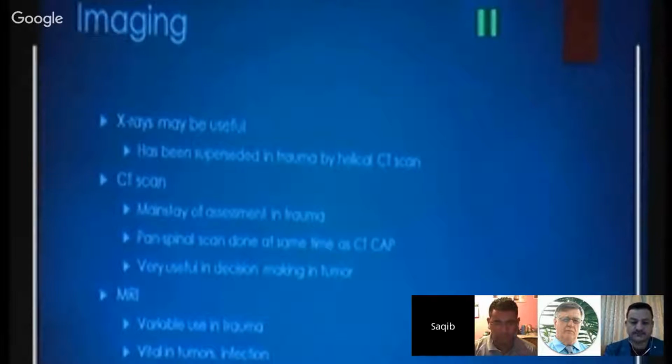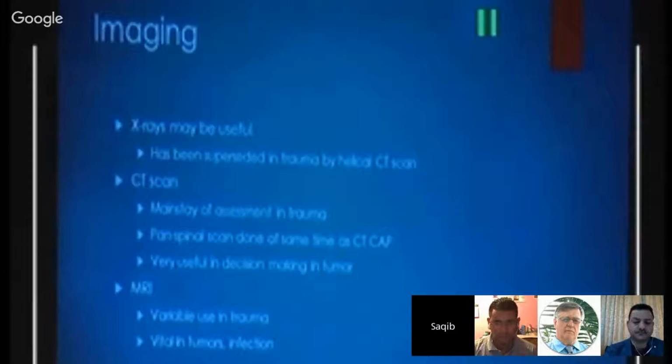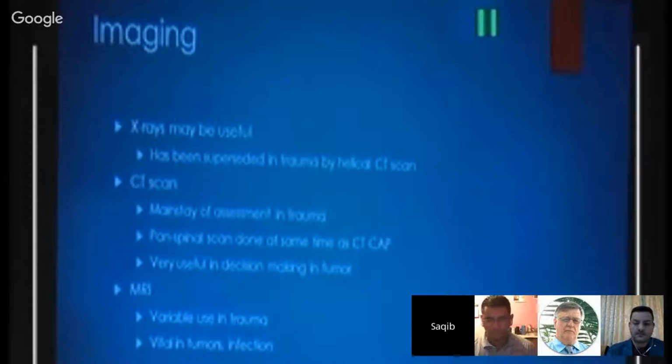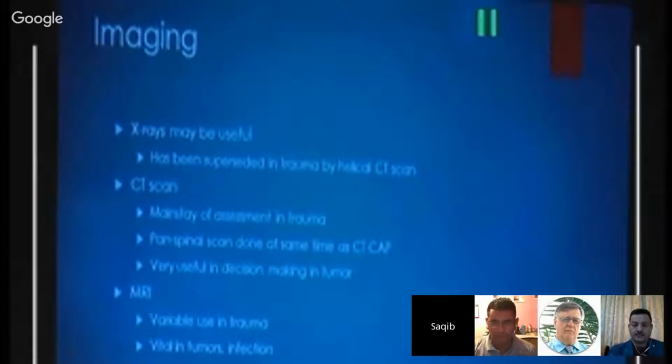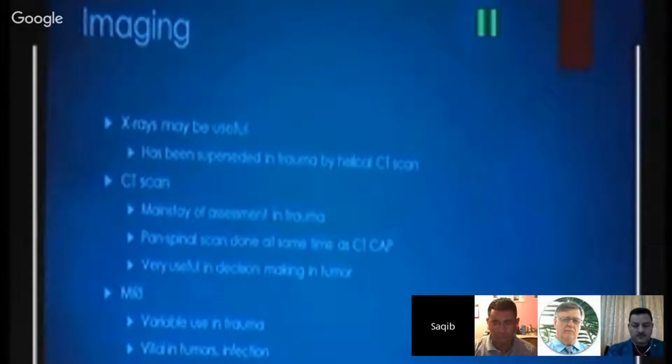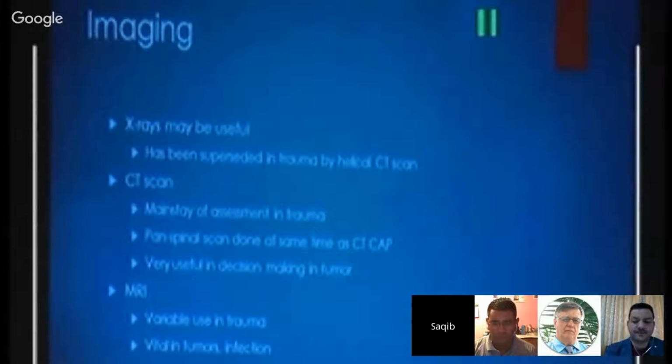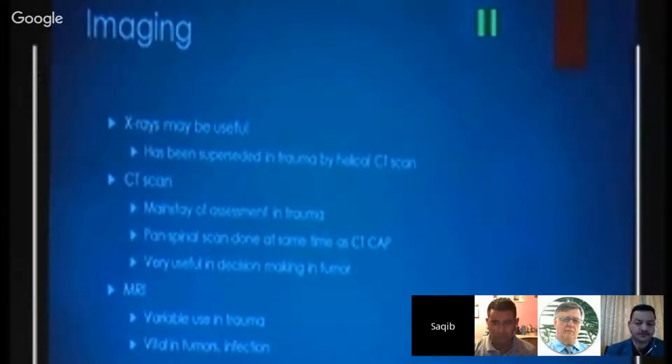Also, the CT scan is very useful in decision making in tumor. MRI overcalls the involvement of vertebral bodies in tumor. CT gives you a much better idea of stability when assessing tumor. MRI is a variable use in trauma. It's not mandatory in all traumas, but we will occasionally use it. It is vital in the diagnosis of tumor and infection.